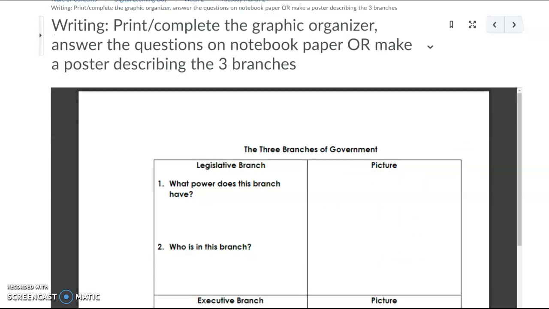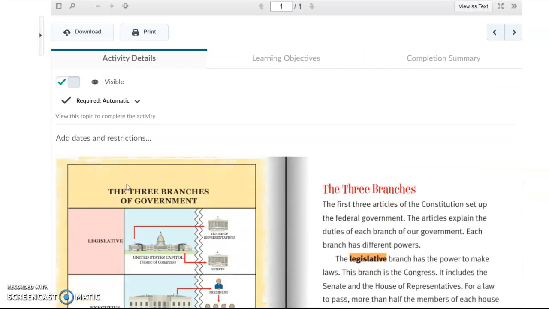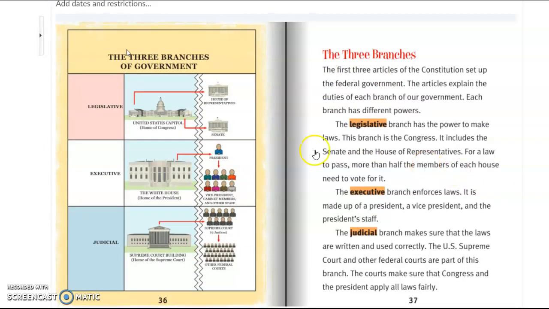And how are you going to do that? You're going to go back to your passage, and as you can see right here, it has the pictures of the legislative branch, which is the United States Capitol, the executive branch, which is the White House, and the judicial branch, which is the Supreme Court building.